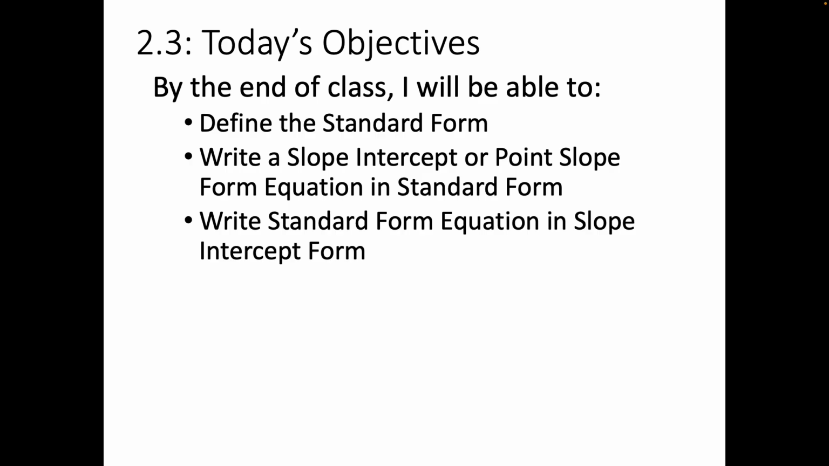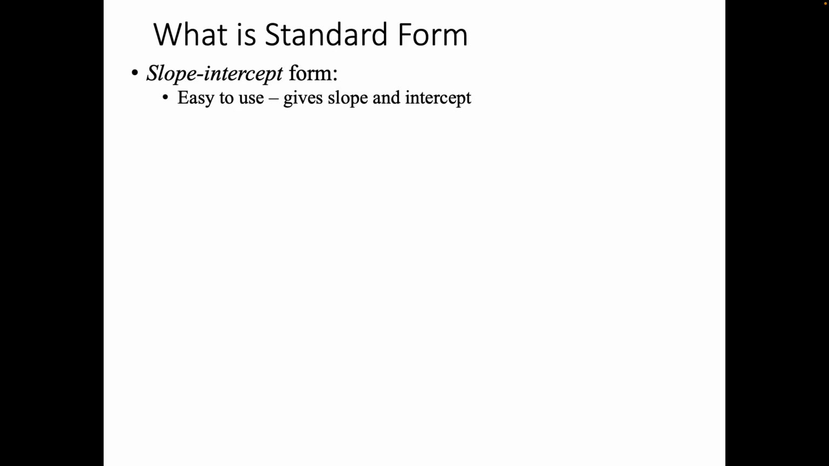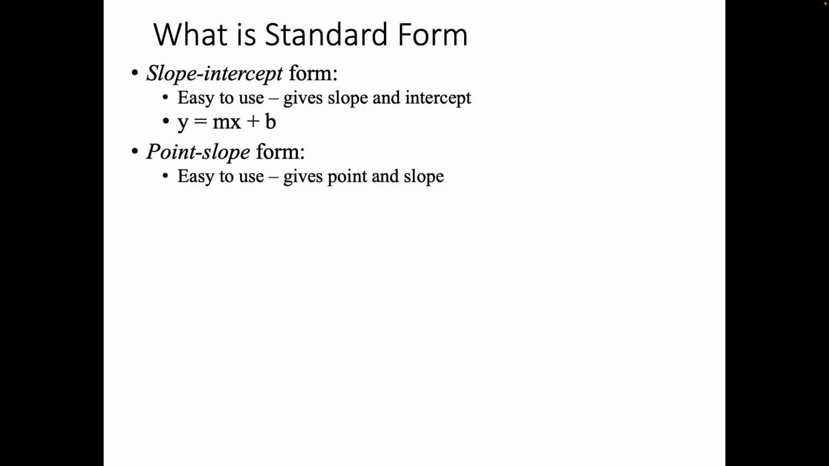So in other words, we need to be able to go from standard form into the other forms we know, or from the other forms we know into standard form. But before we do that, we first have to define the standard form. Okay. So before we do, let's do a little review. The slope-intercept form, of course, that's easy to use. It gives you the slope and the intercept, and that's y equals mx plus b. The point-slope form is also easy to use. It gives us the point and the slope, and that's y minus y1 equals m times x minus x1.